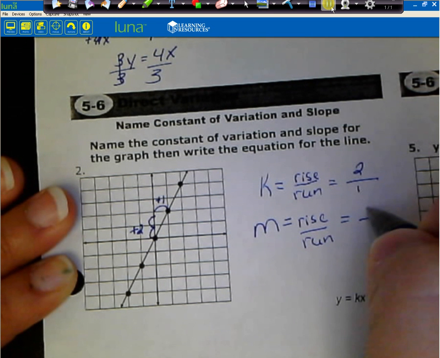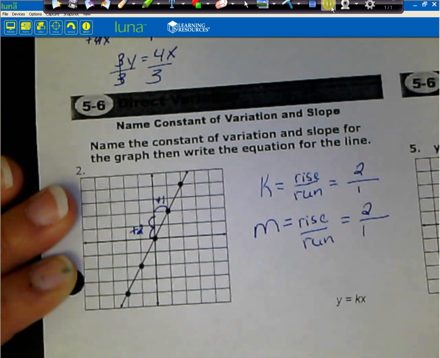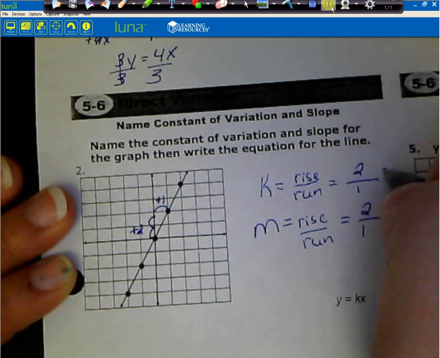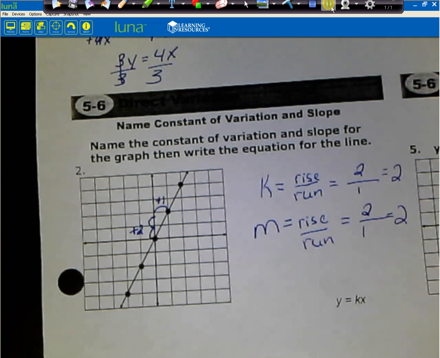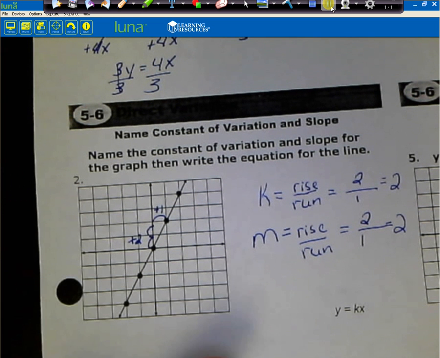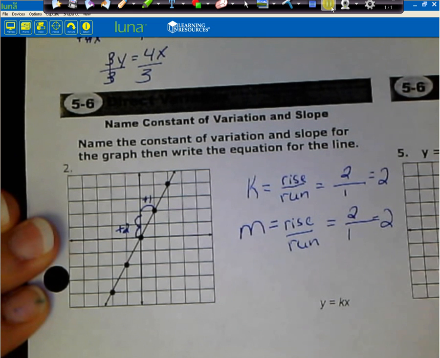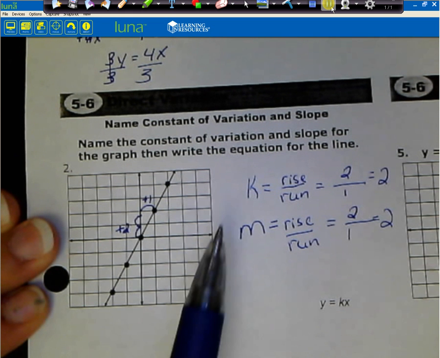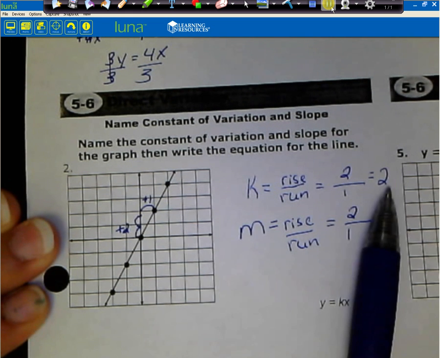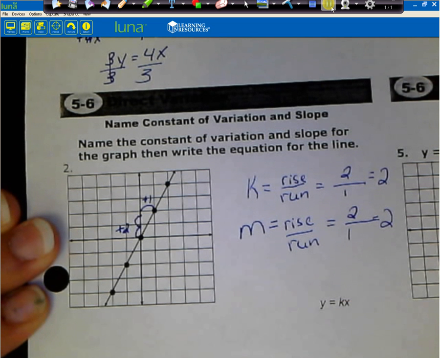So my rise over my run is 2 over 1. So that means my k and my slope, or my m, are both 2 over 1, which is 2. On your assignment tomorrow, it's going to ask you for the slope and the constant of variation. And again, just remember that those two are exactly the same thing. So on your assignment tomorrow, you're going to say k equals whatever number that slope is, and m equals whatever number the slope is.